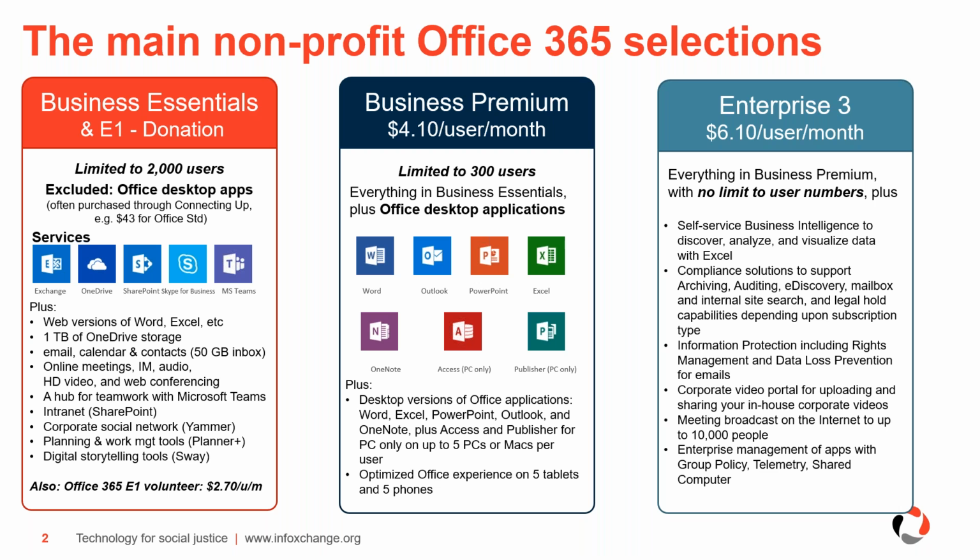The other things worth mentioning, if you're in a larger organization, using Yammer is really useful. When I say larger, I mean dispersed geographically, or more than 100 staff. And I'll talk a little bit more about Planner this afternoon. The difference with Business Premium is that you get the Office desktop apps as well. So that's $4.10 per user per month, limited to about 300 users.